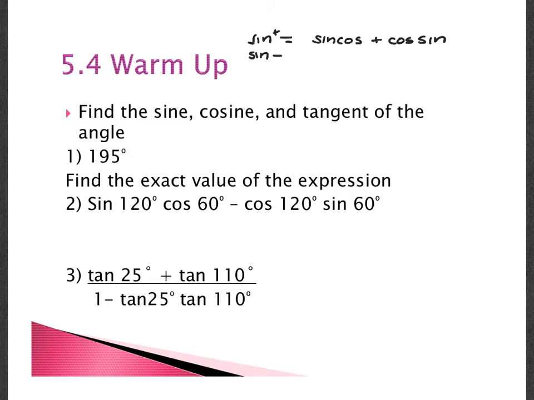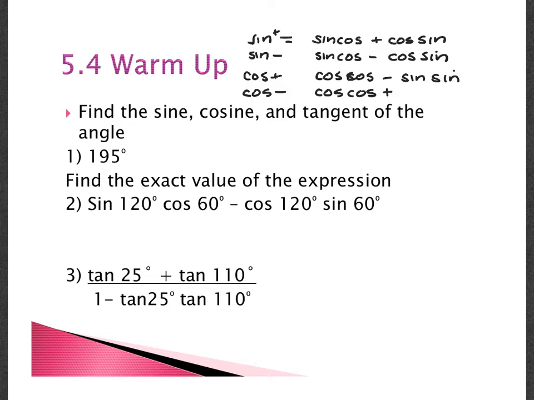If it's sine with a minus, then it's sine, cosine, minus cosine, sine. If it's cosine, then the pattern is cosine, cosine. And you change the sign. So if it's plus, you change it to minus, then it's sine, sine. If it was cosine with a minus, then it's cosine, cosine, plus sine, sine.